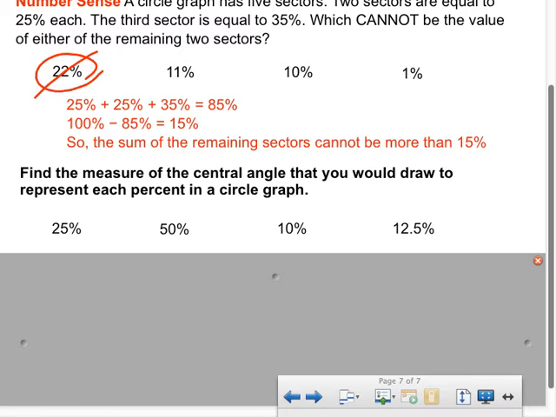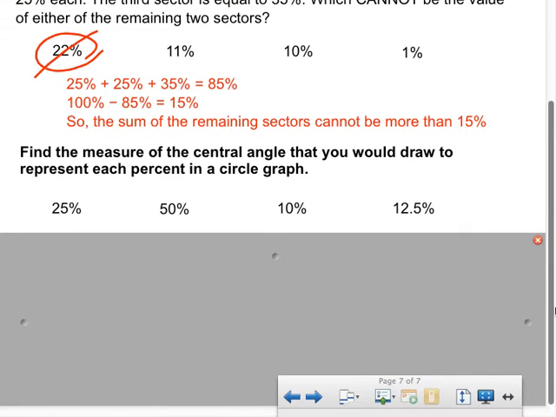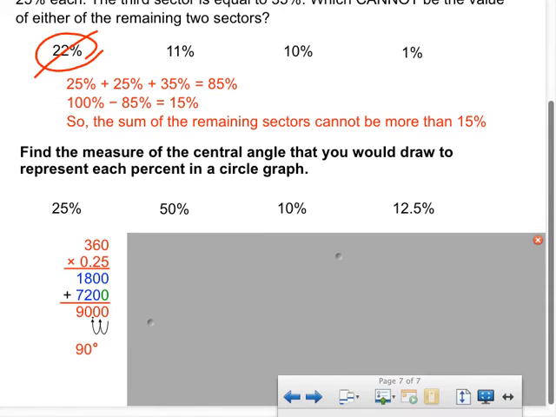90 degrees? Okay. So what did you do to get 90? I turned the percent into a decimal by moving it to the left, and then I multiplied it by 360. So you turn 25% into a decimal, then you multiply by 360. Now what you could have done is you could have taken 25 over 100 equals x over 360, and you could have solved that proportion, right?